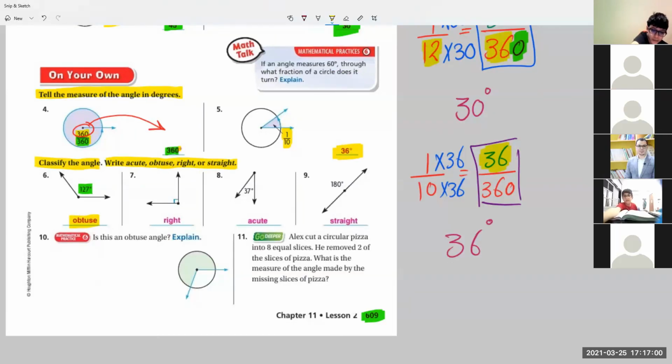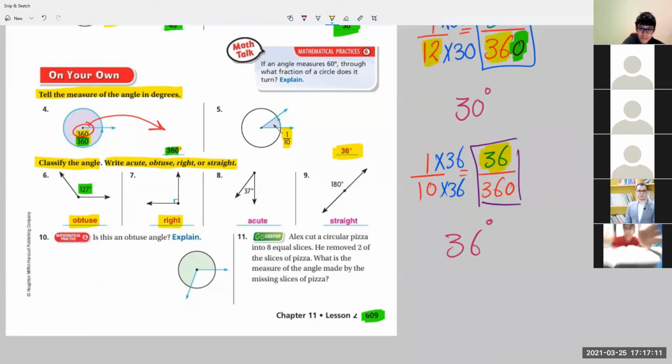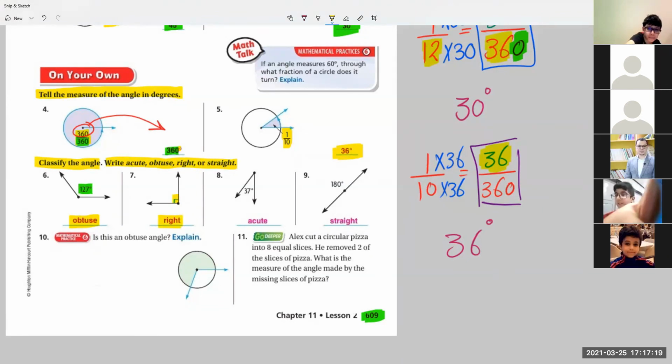Yes. Okay, Rakan, the next one, number 7. Can you classify this angle for me, please? It's right. Why? Because it has a square corner. Yeah, excellent. Thank you so much, Rakan. Keep it up, man.